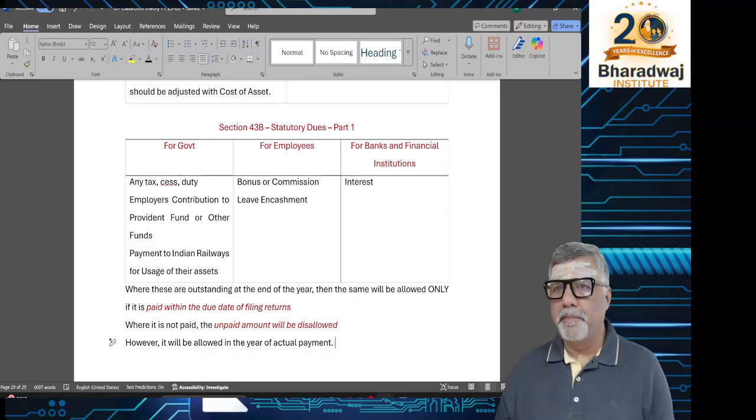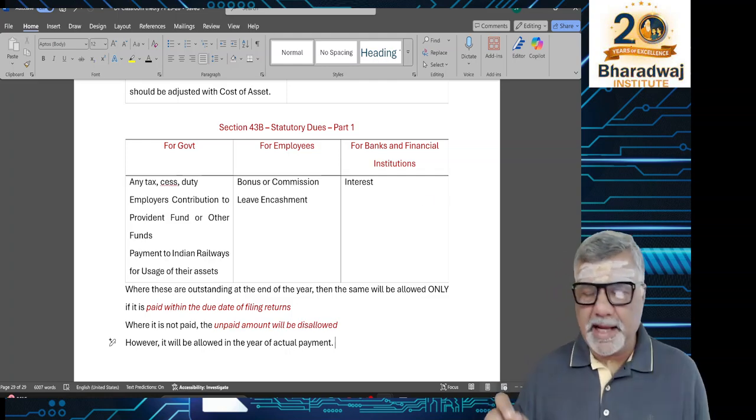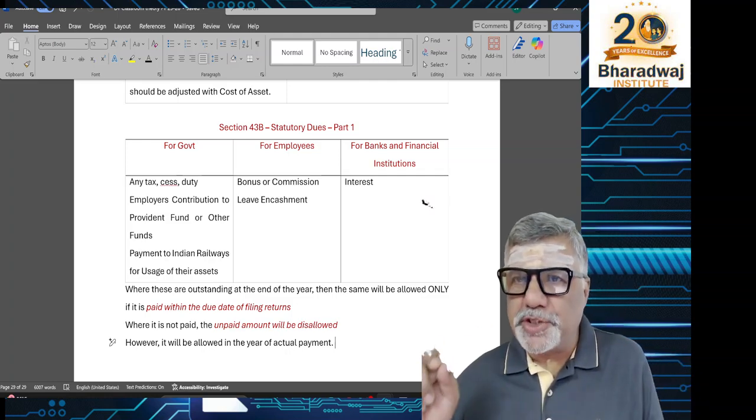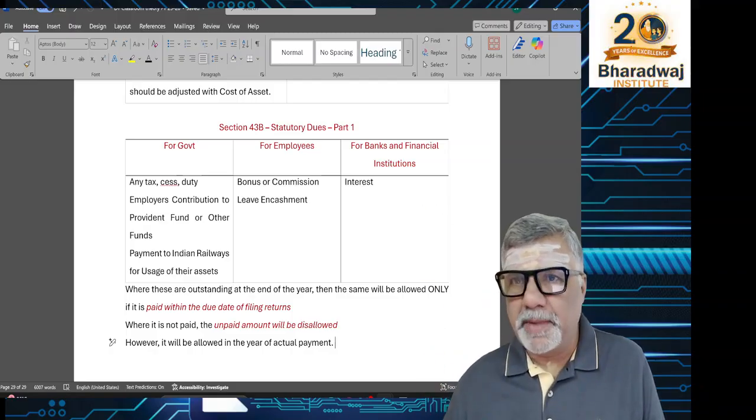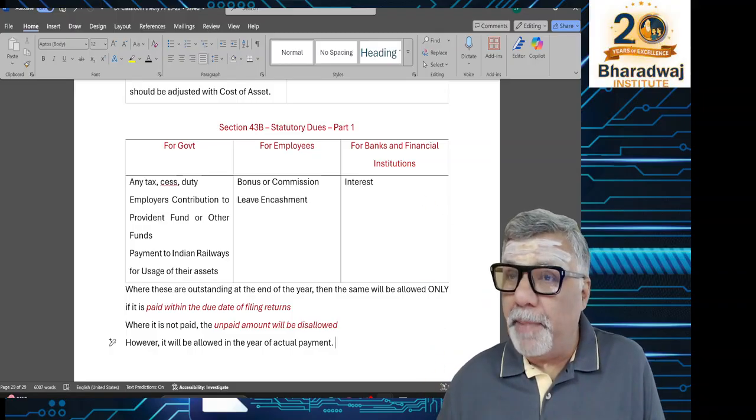Am I clear to you? Okay. So please understand, statutory dues have to be paid. There are only 6 types of statutory dues. Electricity bill payable to the state government, I am not paying it within the due date. Can I claim it?